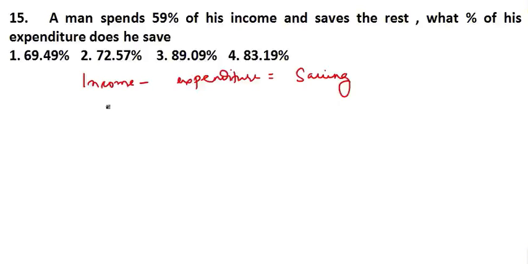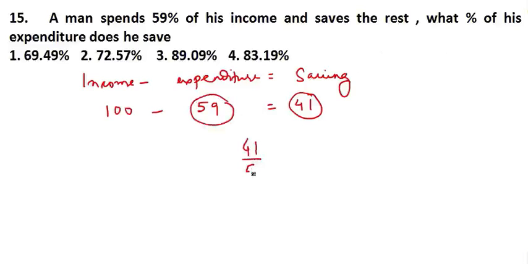Suppose I have 100 rupees as income. If I spend 59, then what will I save? Clearly I can save 41. Now the question is asking, this saving is what percent of expenditure? So 41 by 59 into 100. Now please do this calculation and get the answer.